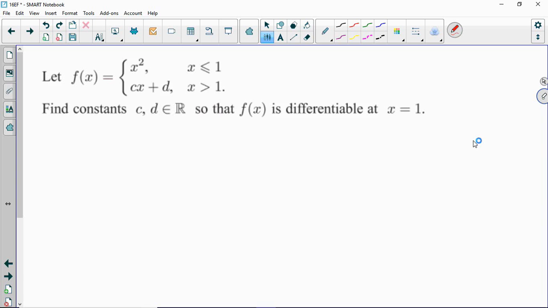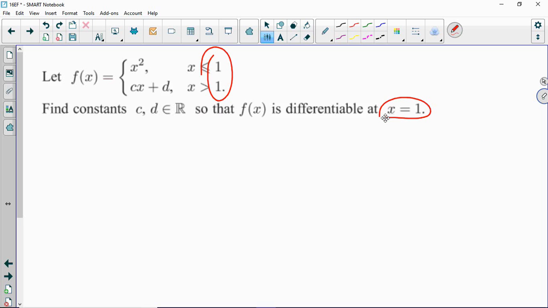But just to give you a taste of it for right now, we're given a piecewise function, just like, I mean, absolute value is a piecewise function, so similar idea. And we're told what its pieces are, and we're told where those pieces are defined. Wonderful. And we want to figure out what c and d are so that this function is differentiable at x equals 1. And x equals 1 is crucial because that's where those two pieces meet up.